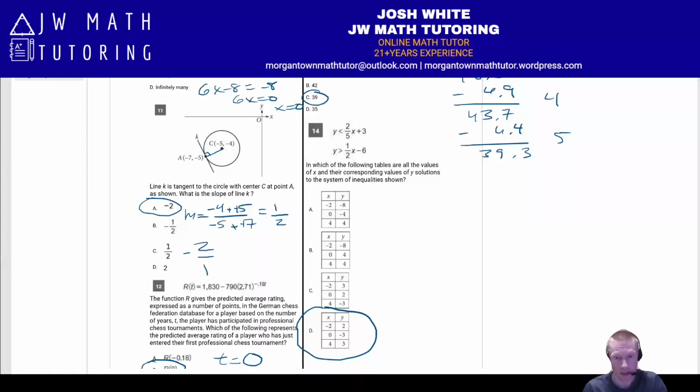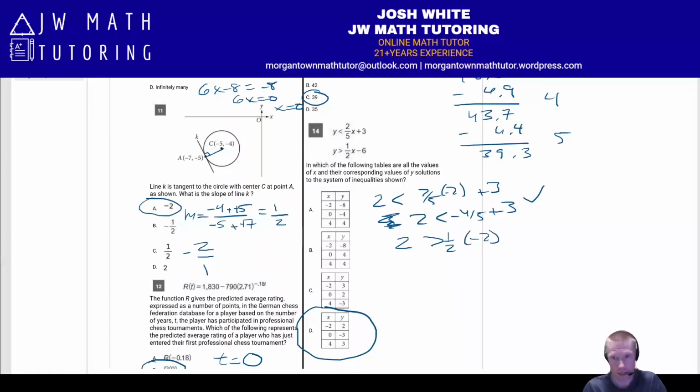Basically, if you plug in the values for each of these x's, for the first one, it's going to be 2 less than 2/5 times -2 plus 3. So 2 less than -4/5 plus 3. So 3 minus 4/5 is more than 2, and so it's greater than the 2 on the left, so that checks out. Then you would technically have to check it in the second one. So you would have 2 greater than 1/2 times -2 minus 6. Well, 2 greater than, this would be -7 overall. So it checks in both.